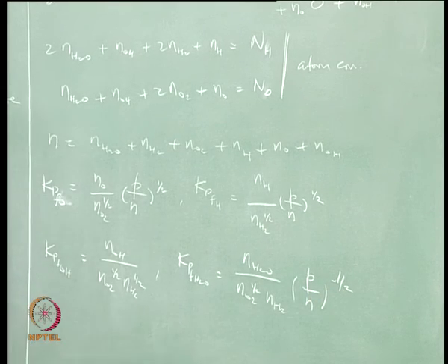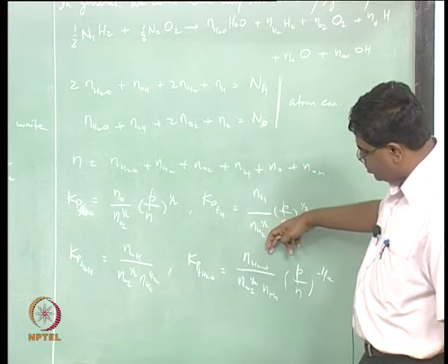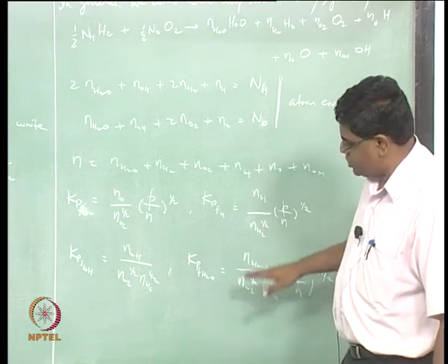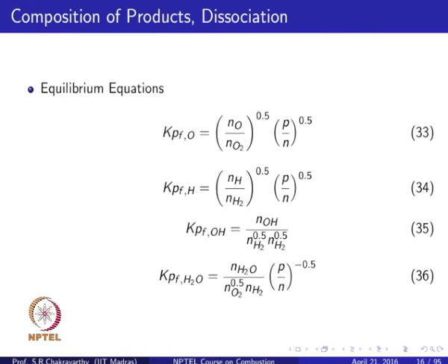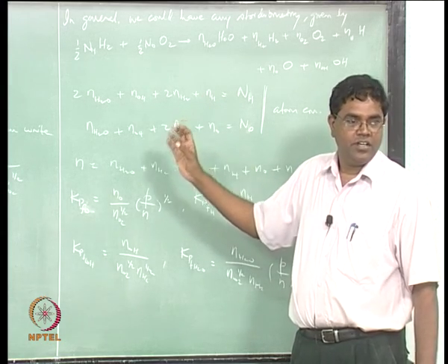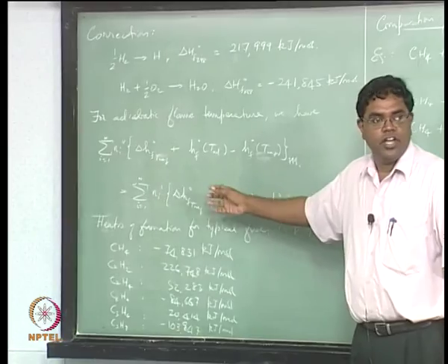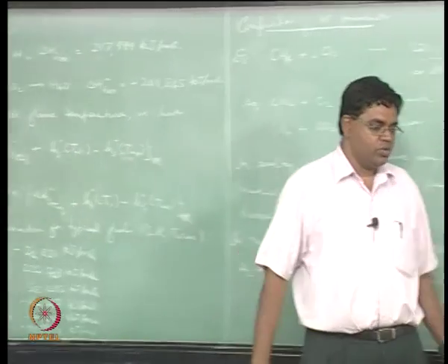All right, from this we will do this rewriting in the next class. Effectively what we want to do is write each of these NO, NH, NOH and NH2O in terms of NO2 and NH2, because the denominators are all in terms of NO2 and NH2. Then we can plug that back in here, and you will get two equations and two unknowns, in NH2 and NO2. Those equations are going to look very ugly, and you have to solve them iteratively and get the compositions. Once you get the composition, you can go back and solve for the adiabatic flame temperature using this equation. So we'll continue from here tomorrow.